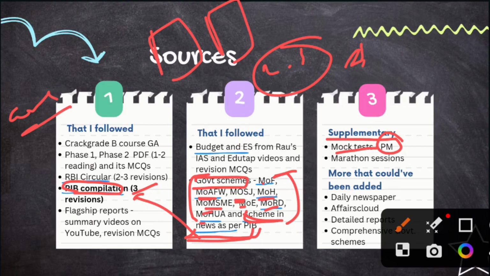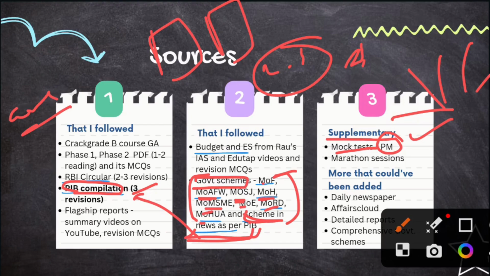Then in the supplementary, I gave a lot of mock tests. Mainly I took PM subscription, practice mock, and they provide you 10 full length mocks, and in the full length mocks I practiced the GA section. There are other free mocks also available on different coaching portals' websites, so you can go over there and practice. Some Telegram channels will give you mocks and MCQs to practice. What I felt is that you need to practice from multiple sources, and as many questions as you do in GA, it will help you in some way or the other.